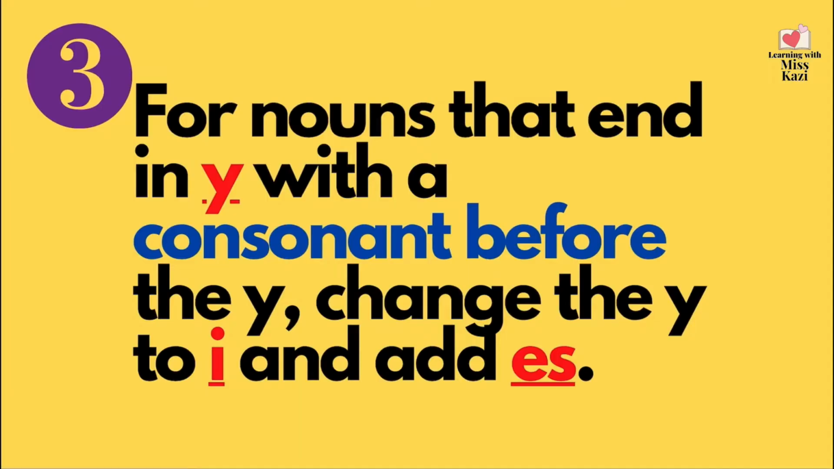For nouns that end in y with a consonant before the y, change the y to i and add es. What are consonants? Do you remember your vowels? Vowels are the letters A, E, I, O, U. The rest of the letters are called consonants. So if there is a noun which ends in a y and before the y you have a consonant, you need to change the y to an i and then add es to it.